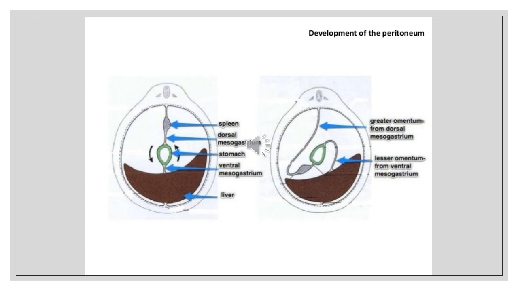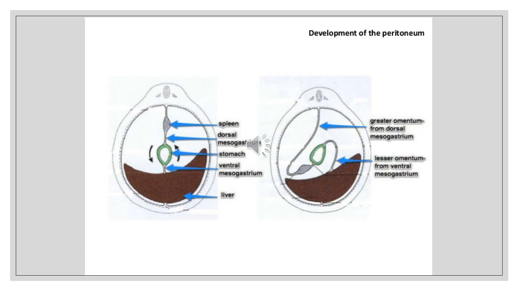The next is regarding the fate of the dorsal mesogastrium. It can be divided into an upper part and a lower part, that is, the cranial and the caudal part. The caudal part forms the greater omentum. That part is elongated. The caudal part of the dorsal mesogastrium forms the greater omentum.